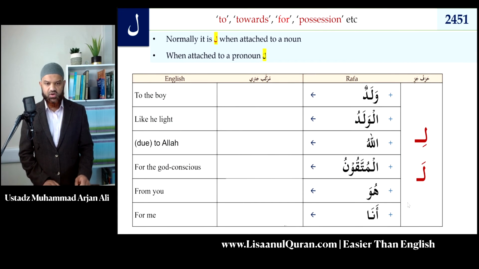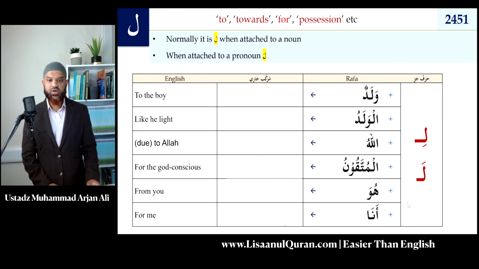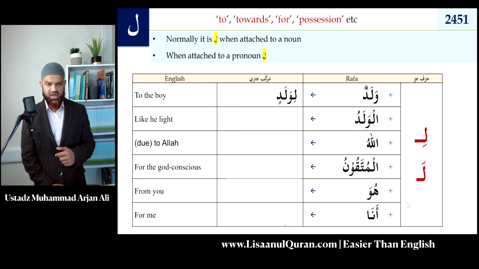Okay, let's quickly go through the answers. First one, we have waladun. We want to add li in front. I hope you can instantly recognize it should be li waladin. Next we have li al-waladu. What should it become? Lil waladi.